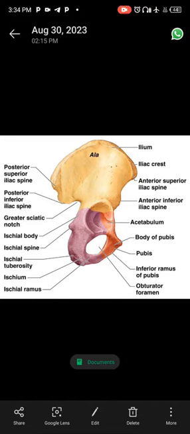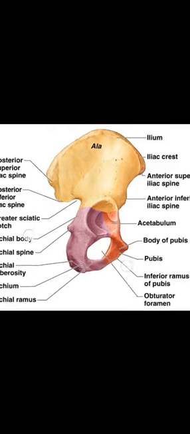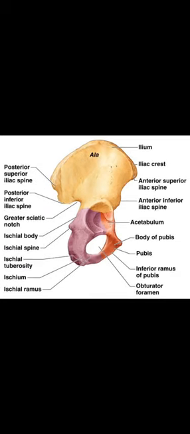Now, if you look at the anterior surface of the wing, which you can find anteriorly, you have what we call the iliac fossa. That iliac fossa is basically for the attachment of the iliacus muscle. The iliacus muscle takes origin from this iliac fossa.